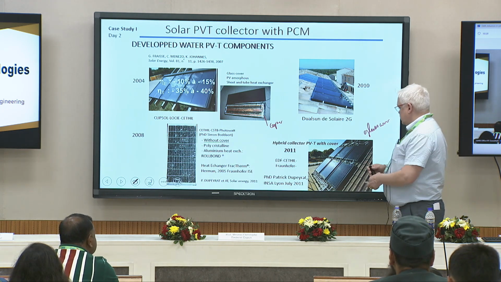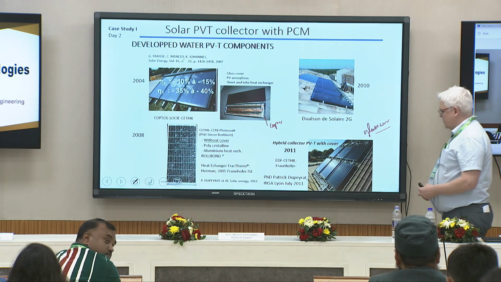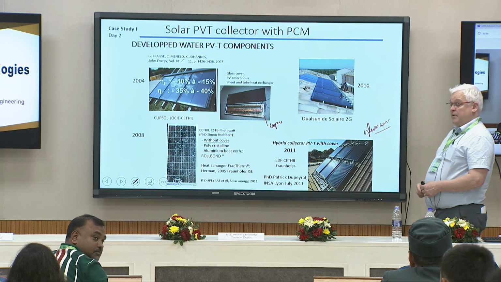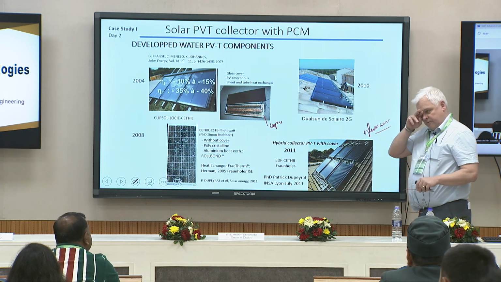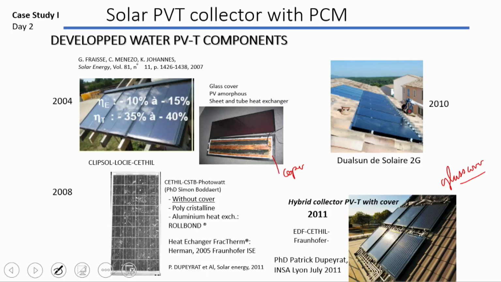So it was quite efficient, but it has a glass cover. For this kind of PVT, you are obliged to manage the production of hot water. That means that we were able to reach 80 degrees, with domestic hot water we could reach 85 degrees. So if you reach 85 degrees with water, your cell is not far from 85 degrees. So it's not good for the PV function.